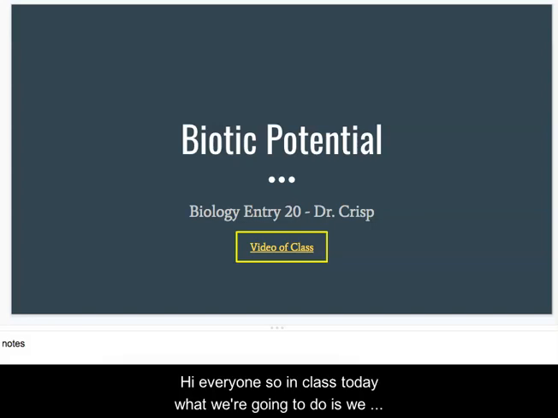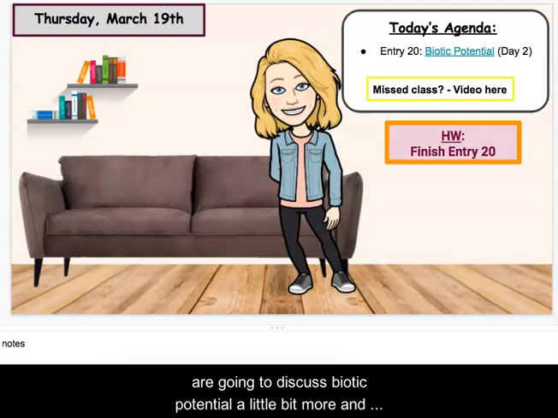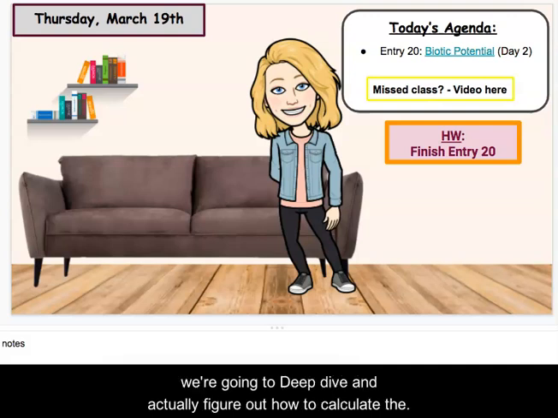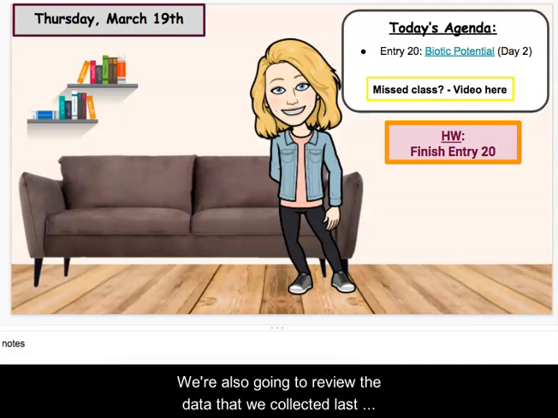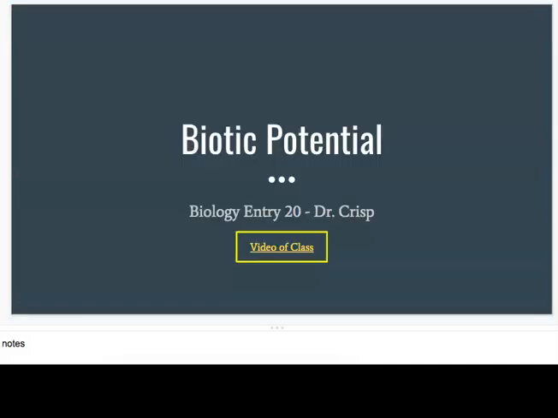Hi everyone. So in class today, what we're going to do is discuss biotic potential a little bit more, and we're going to deep dive and actually figure out how to calculate that. We're also going to review the data that we collected last time on the tomato seeds, and our goal is to finish entry 20 today if we can.